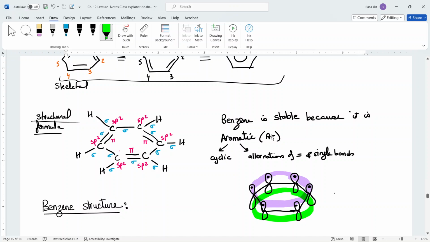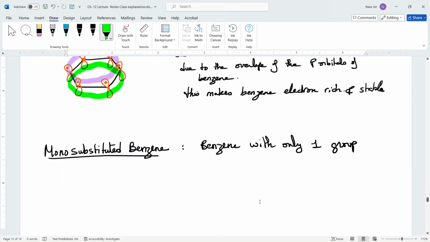So aromatic, which we represent by an AR, is a special characteristic that is given to cyclic compounds that have an alternation of double and single bonds, because those compounds are electron rich. Electron rich because their p orbitals overlap, and they overlap above the ring and below the ring.